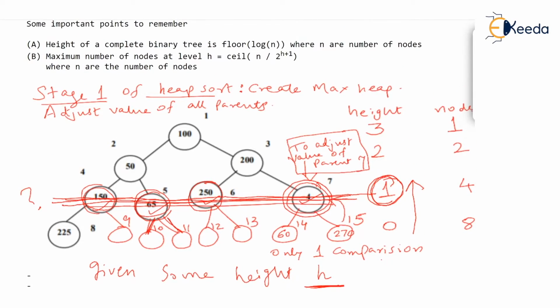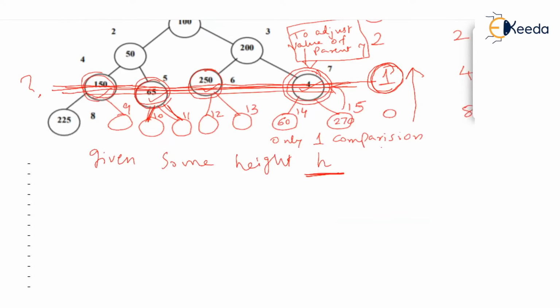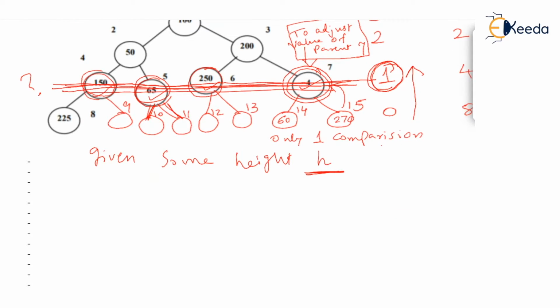We learned point number B: the maximum number of nodes at level h, that is height h, is the ceiling of n by 2 raised to h plus 1, isn't it? So the number of nodes at height h is n upon 2 raised to h plus 1. That means so many nodes were adjusted at that height, and for adjusting every node, we took h comparisons. Are you understanding?